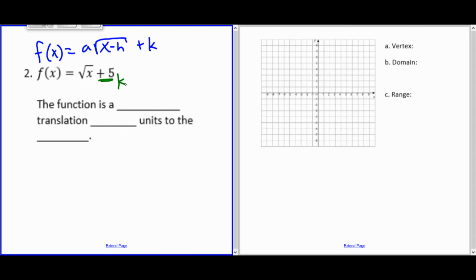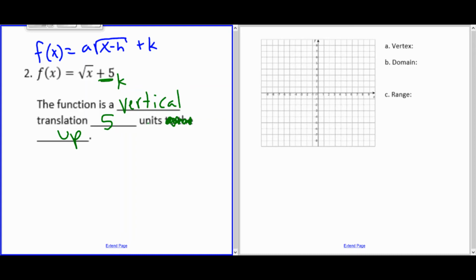So the function is a blank translation. So the k is outside, so this is a vertical translation. And then it's 5 units, I should say up, and we don't need the word "to the," so you can scroll that off. So this is a vertical translation, 5 units up.